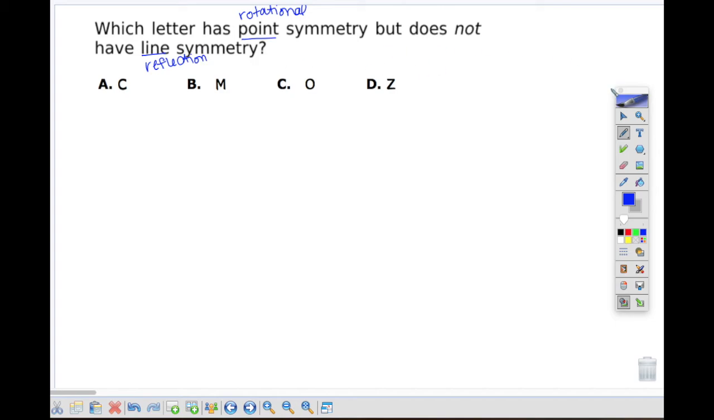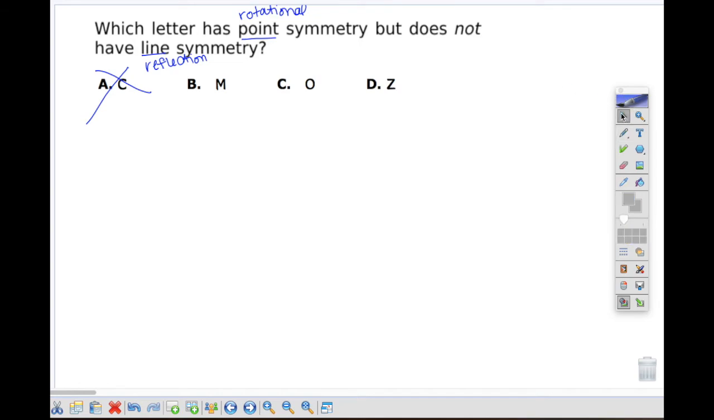Letter C, does this have rotational symmetry? In other words, can I rotate it less than 360 degrees and make it exactly the same? No, C does not have point symmetry. Does C have line symmetry? Yes, we could draw a line right here and it would be symmetrical. So that one's definitely not the answer because it's the opposite.